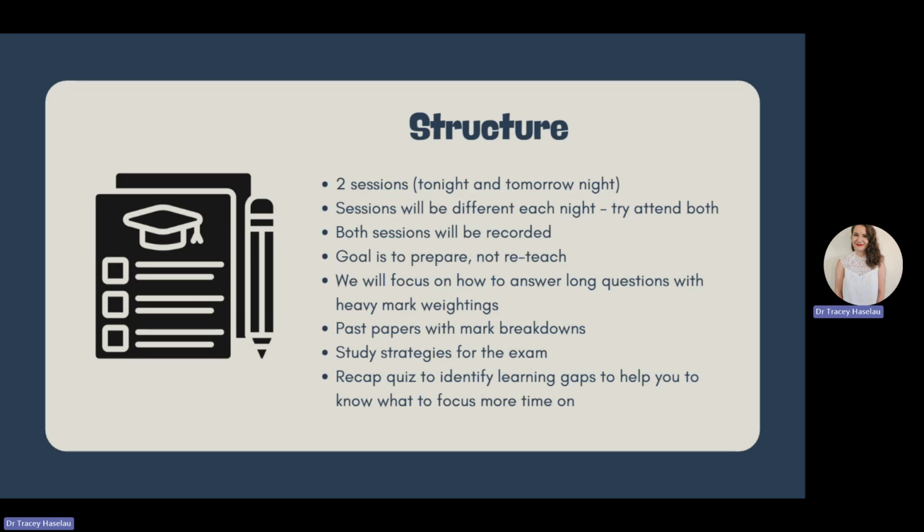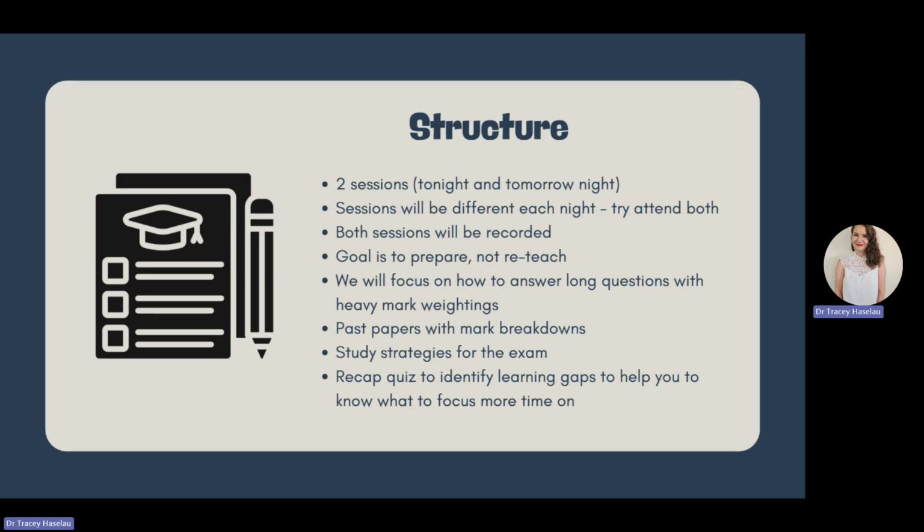So tomorrow night's not a repeat of tonight, it's a follow-on. So if you are watching this as a recording, it's best to obviously watch this one and then the next one. It would be great to try and attend both, but I know that life is busy. So if you can't attend both, try to watch both if you can. Both the sessions will be recorded, obviously. And just so that you are aware of the purpose of these sessions, it's only 2 sessions, it's only 2 hours.